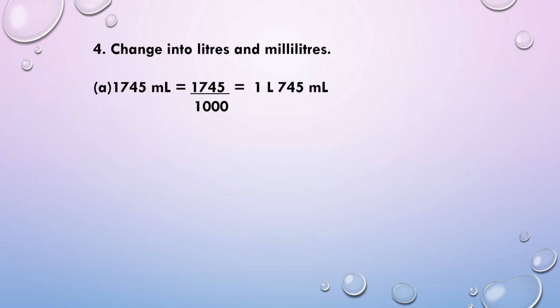So now count the number of zeros given in the denominator, that is 3. Now you count the digits on the numerator from the right hand side, that is 745. So that will be milliliters, and the rest of the part before that will be liters. You will write the bigger unit first, then you will write the smaller unit. So 1 liter 745 milliliters.